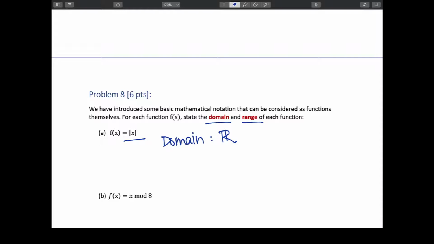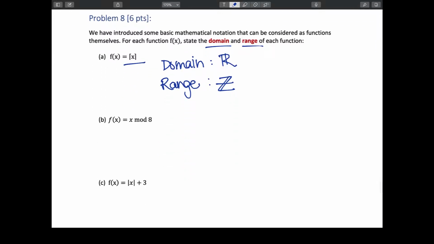So if I take a negative real number, I'm going to get a negative integer back. If I take a positive real number, I'm going to get a positive integer back. We know that the range of this is only those integers. It's never going to return a fraction. It's not returning all real numbers. I'll always get back an integer. So the domain is the reals, but the range are the integers.